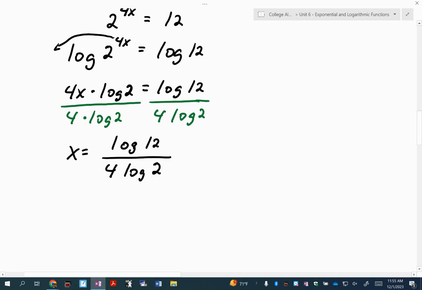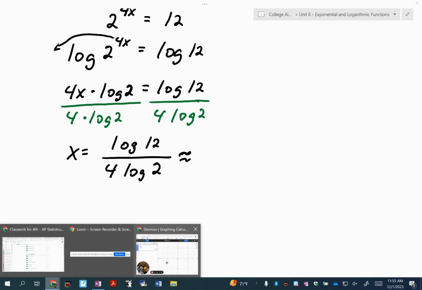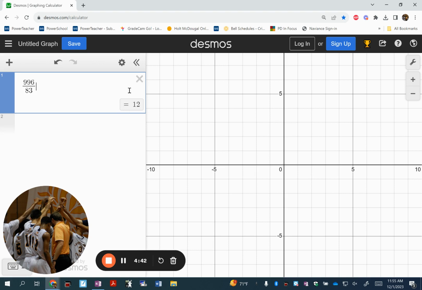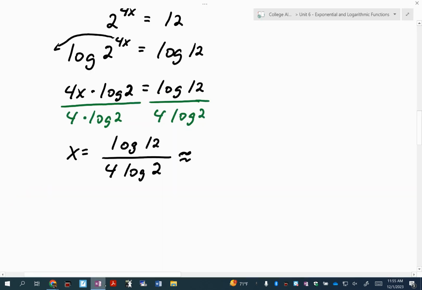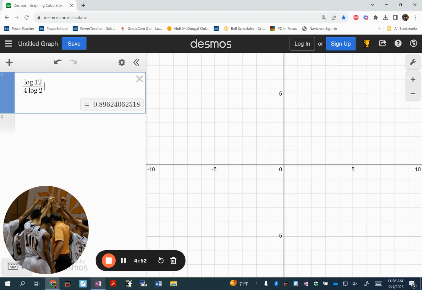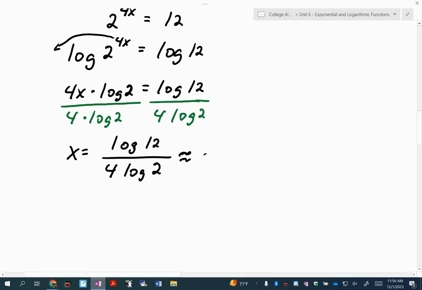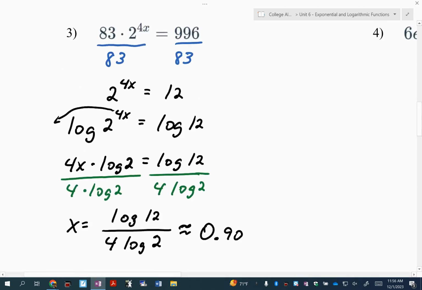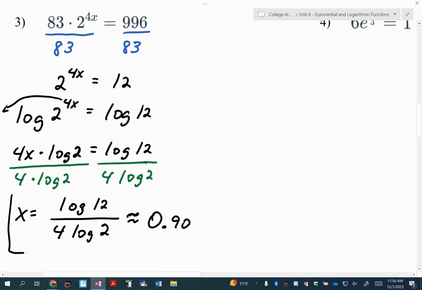If you leave it like this, totally fine. You can just stop here. Or if you'd like to get a decimal, that's fine. We can go back to our calculator and type in the log of 12 over 4 times the log of 2. Confirm I have that right. Yes. In Delta Math, it was to the nearest hundredths. So the third number after the decimal is 6, which rounds the 9 up, and that's going to be 0.90. Again, you don't have to do that for the test. I'm okay if you just left it as x equals this fraction.